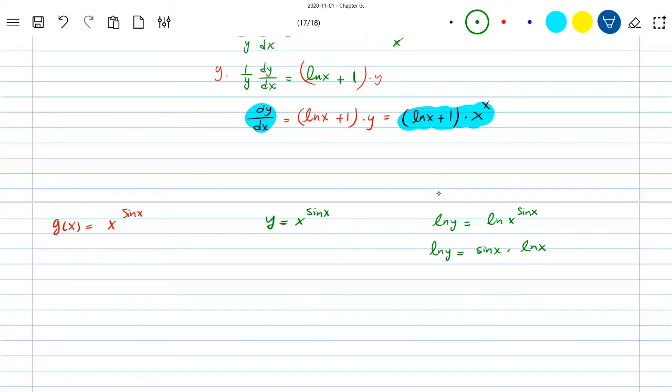Now that everything is in terms of a product, there is no exponential form, so we can take the derivative. What is the derivative? Use the product rule: the derivative of sine is cosine x multiplied by ln x, plus sine x times the derivative of ln x, 1 over x. And on the left side, I forgot the 1 over y dy over dx. Sorry about that. Again, you can solve for dy over dx. Multiply both sides by y.